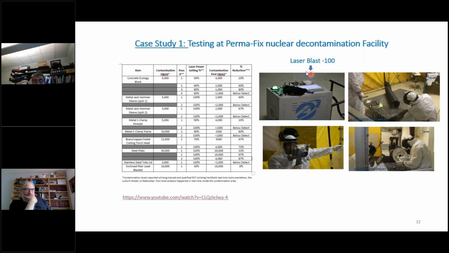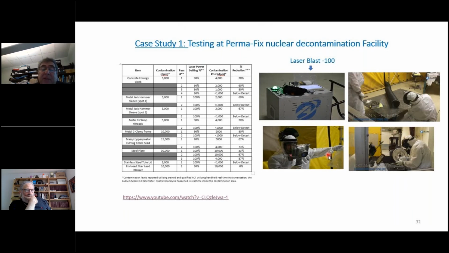And our engineer was right near the box and basically controlling things. So several objects were cleaned. You can see concrete ecology block, metal jackhammer, metal C clamp, brass cutting torch, steel plate, and so on. And a level was defined as the clean level. It was 1,000 disintegrations per minute.